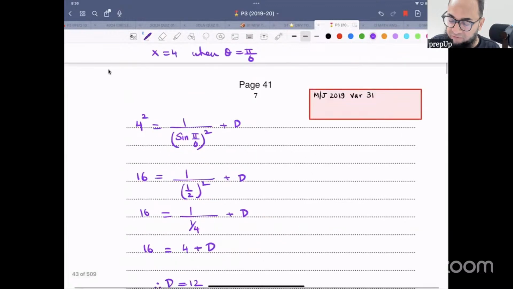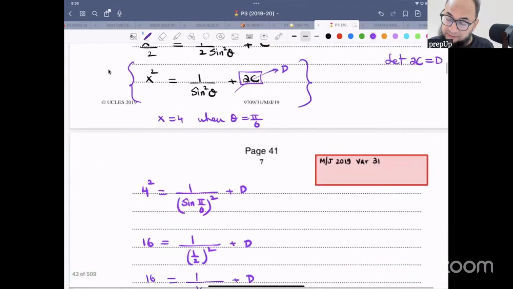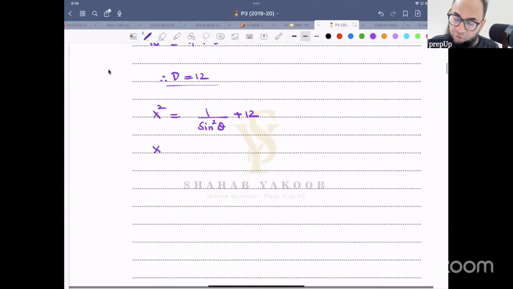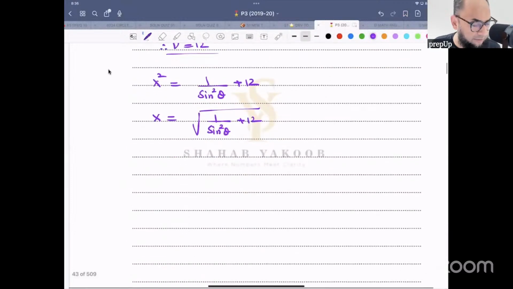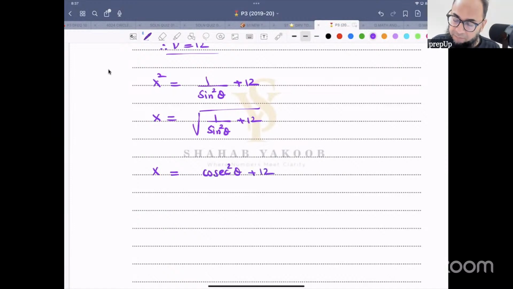And they are asking us to express x in terms of theta. Therefore x is equal to the square root of 1 over sine square theta plus 12. That's one way of writing down the answer. Also, if someone wants to write x is equal to the square root of cosec square theta plus 12, that is also the answer. So that is how the first question is done.